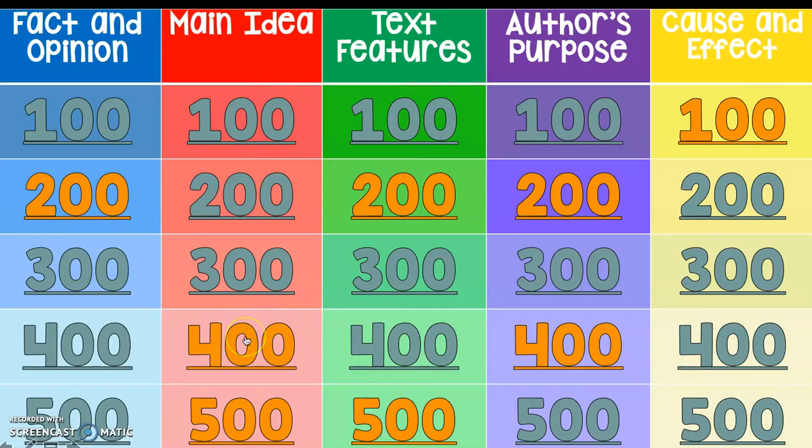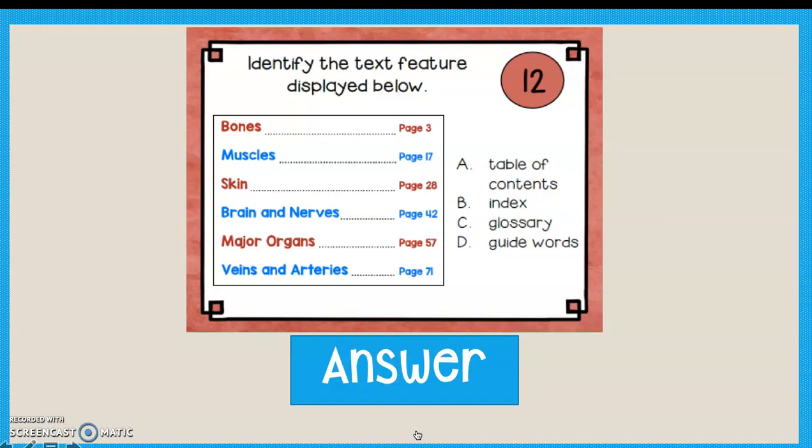All right, let's see, text features for 500. Identify the text feature displayed below. So inside of this box, it looks like we have some different names of something: bones, muscles, skin, brains, nerves, and then page 3, page 17, and different page numbers. So is this A, a table of contents, B, an index, C, a glossary, or D, guide words? What is this text feature called?